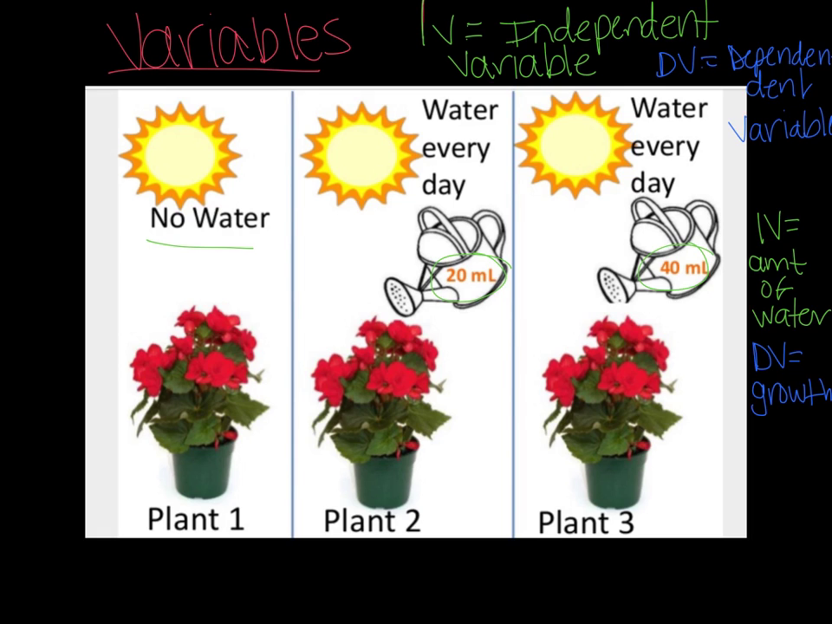Finally, there's also a control in this experiment, and that is the plant that you're not doing anything to. We're not adding any extra water. It's still kept in the sunlight just like all the other plants, but we're not changing anything. We're just keeping it in constant conditions. So our control is going to be the plant with no water, and that's what we're going to compare our other 2 plants to.